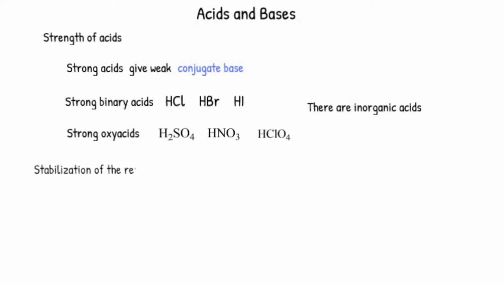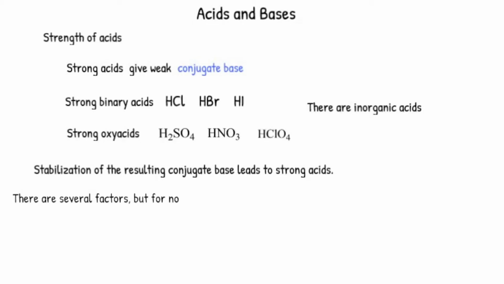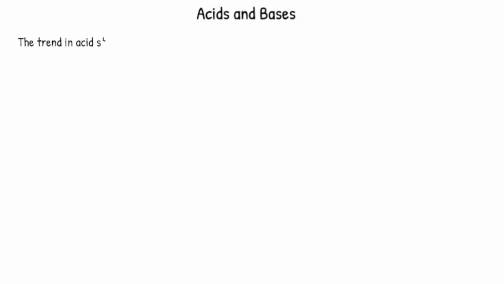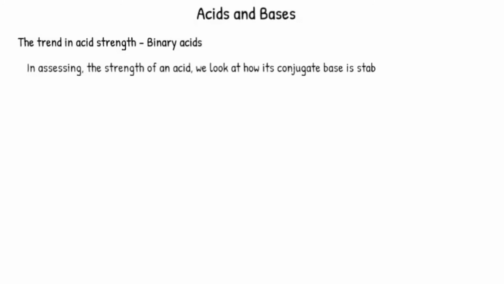Stabilization of the resulting conjugate base leads to strong acids. The more stabilized the base, the stronger the acid. There are several factors, but for now, the two most important ones are electronegativity and atomic size. The trend in acid strength for binary acids: in assessing the strength of an acid, we look at how its conjugate base is stabilized.